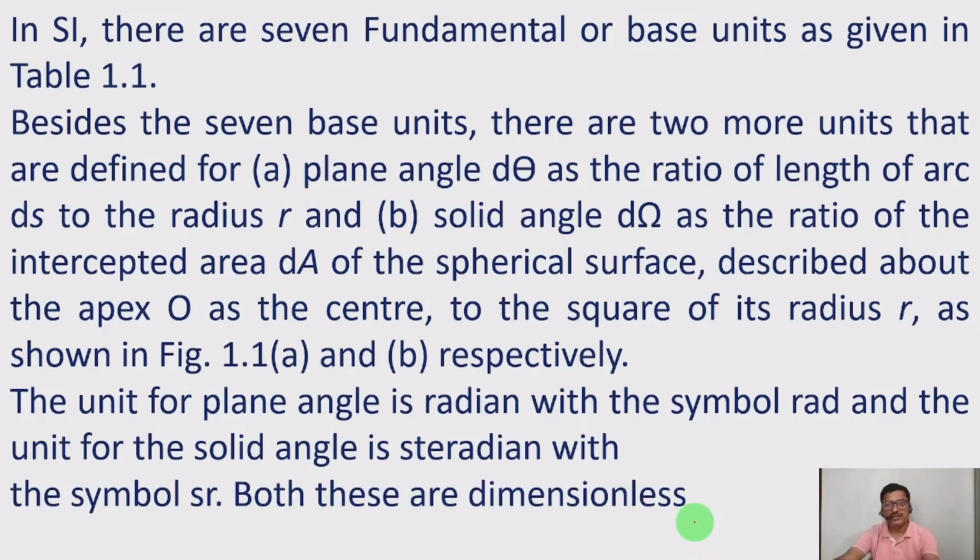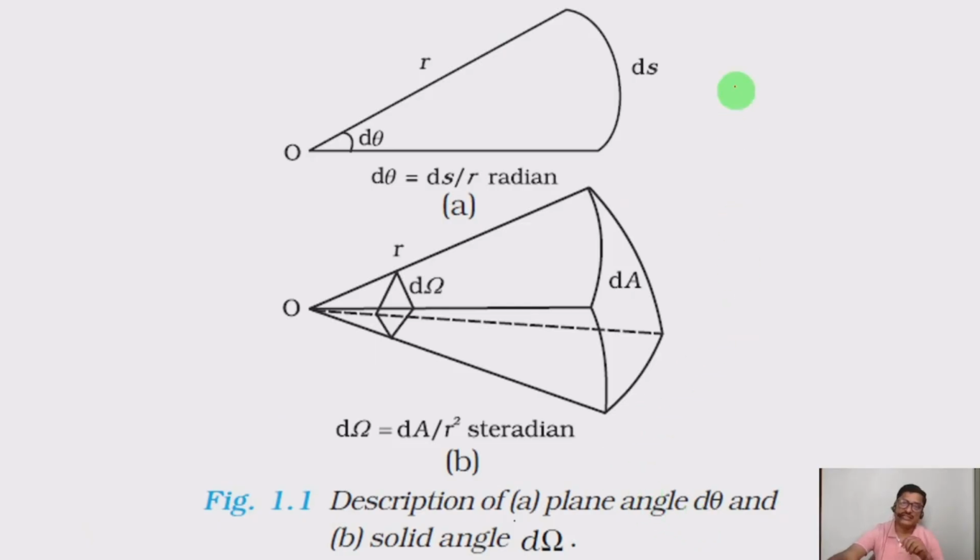That I will discuss with the sketch: dimensionless quantities. Here, this is the plane angle. Plane angle is the angle subtended by the arc. This arc is there, and the angle subtended by that arc is the plane angle, and that can be given as arc length ds to the radius r, ds by r, in terms of the radian.